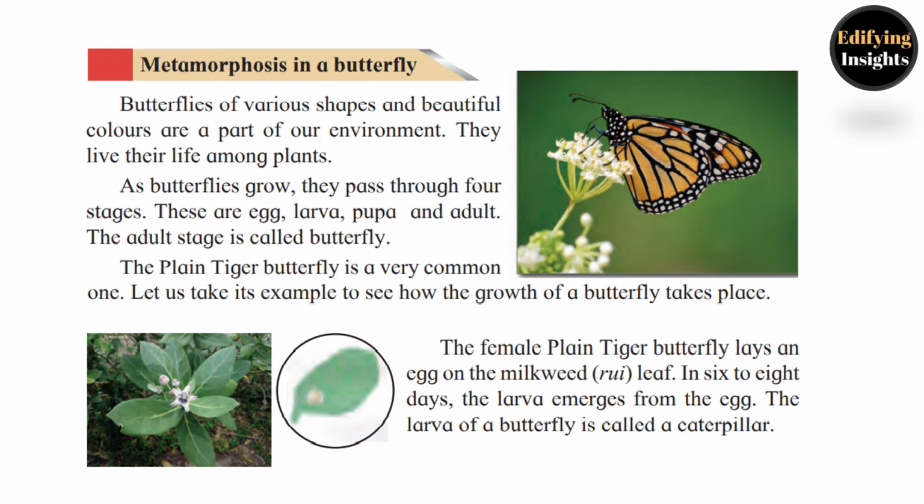The plain tiger butterfly is a very common one. Let us take its example to see how the growth of a butterfly takes place. The female plain tiger butterfly lays an egg on the milkweed or rui leaf. In 6 to 8 days, the larva emerges from the egg. The larva of a butterfly is called caterpillar.